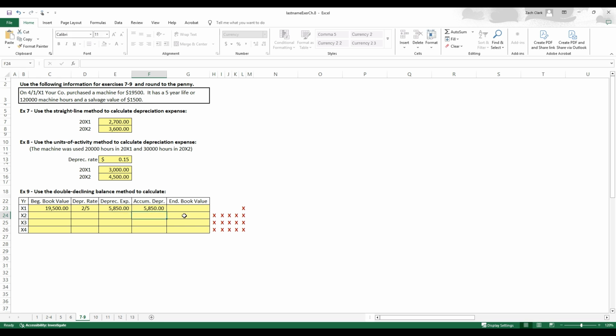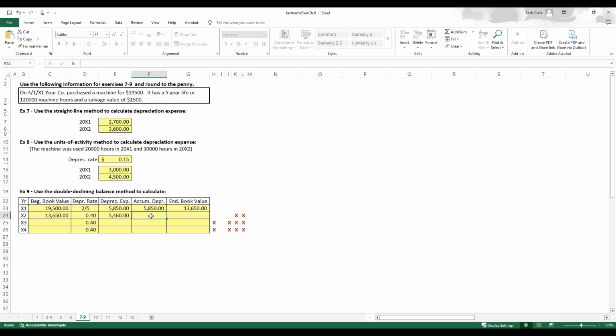Again, accumulated depreciation is just the same as depreciation expense in the first year, and we take our beginning book value minus our accumulated depreciation, and then the beginning book value becomes the ending. The depreciation rate, we can just carry that all the way down, and then it's a little easier for the second year because we don't have to do it. It's funny that they're different formats, but it means the same thing. 2/5 is 40%.